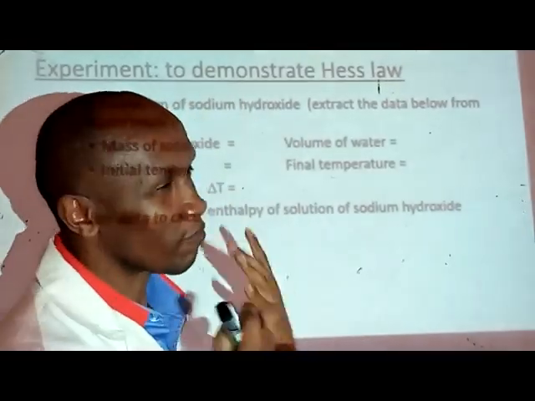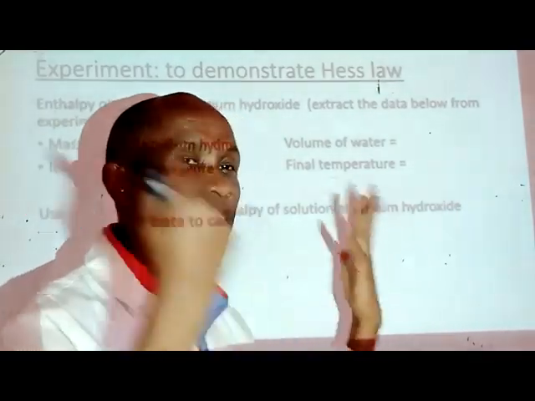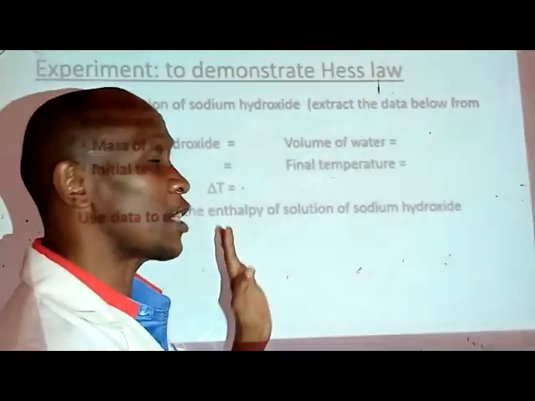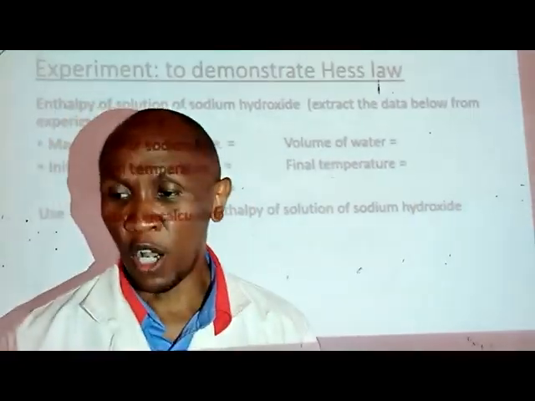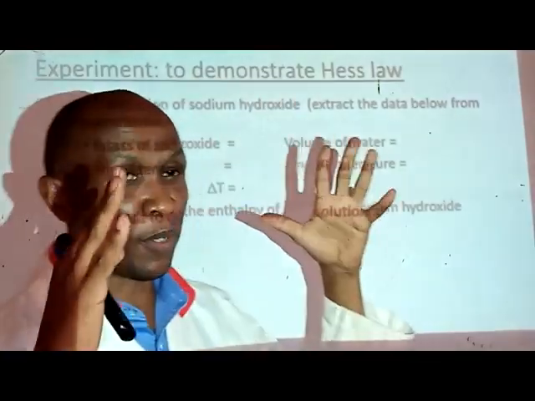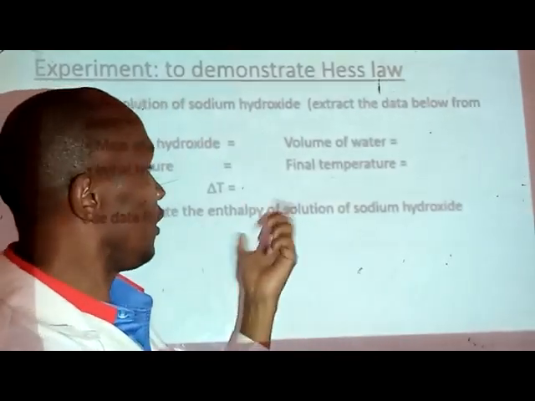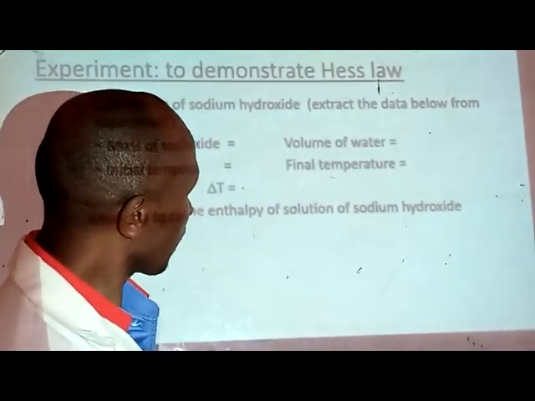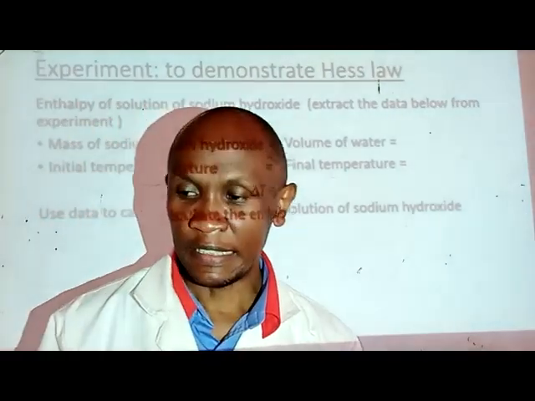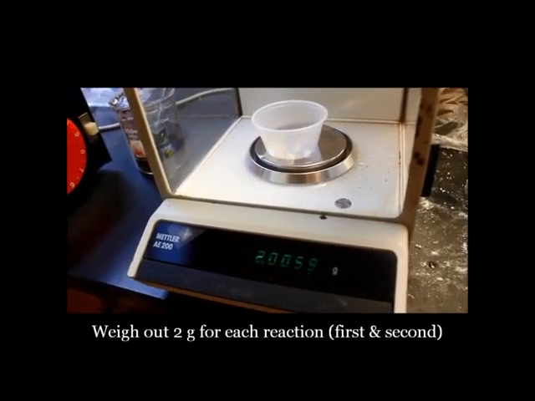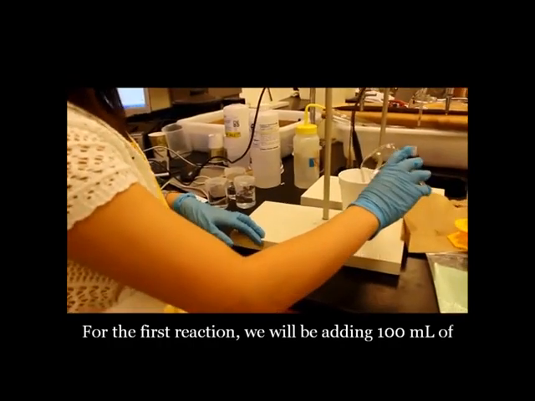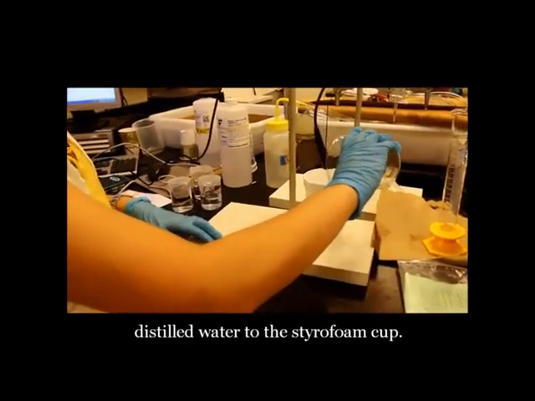That's rather nice. But do copy that data. Then after you have done the first experiment, work out the enthalpy of solution of sodium hydroxide. You can pause once you have done the experiment. So look at the script and extract that data. I have 2 grams of solid sodium hydroxide. Go. So for the first reaction, we're going to add 100 milliliters of distilled water to the styrofoam cup.